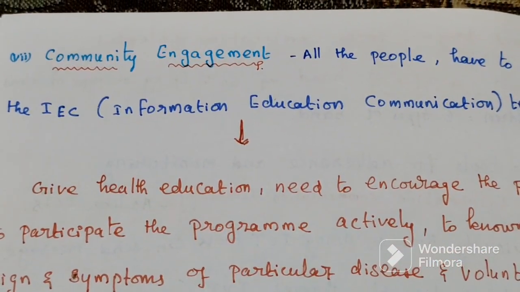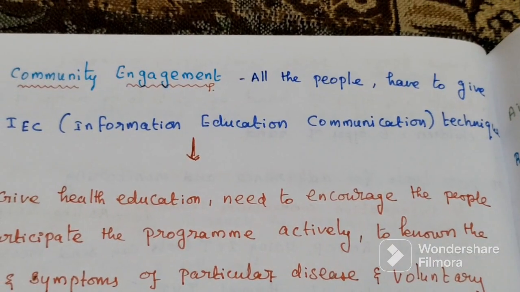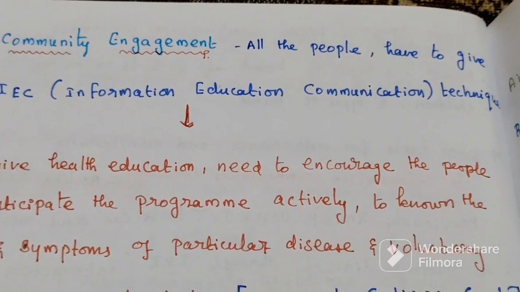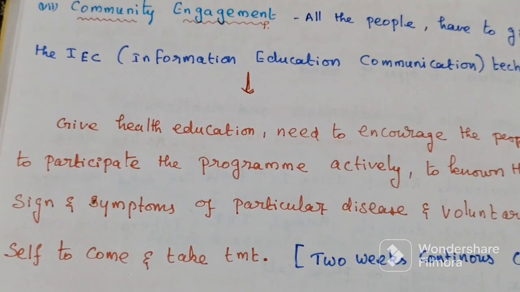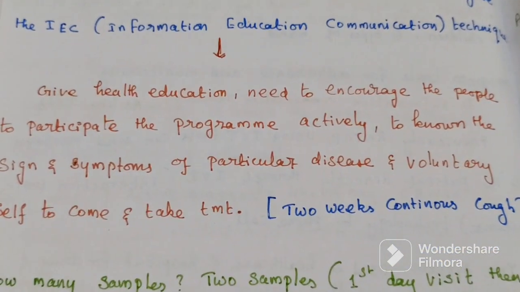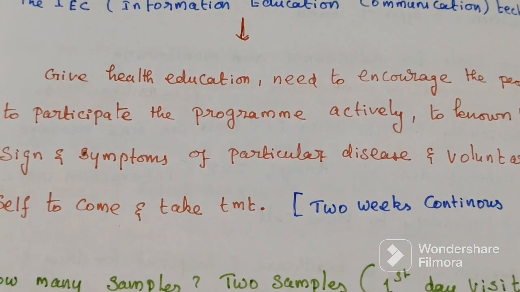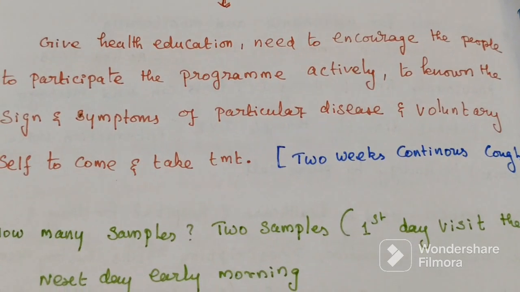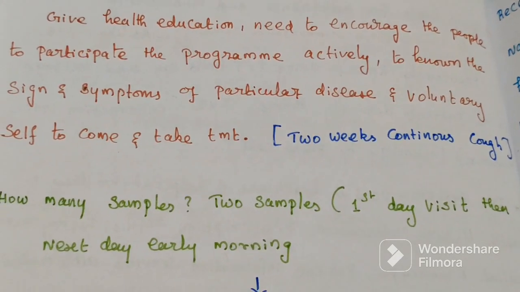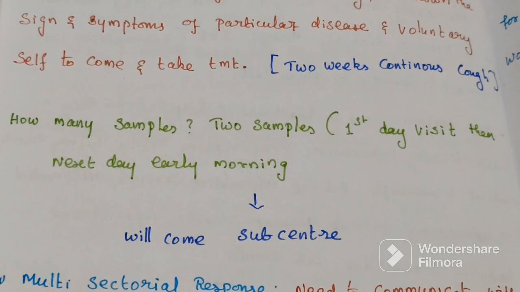The next most important strategy is community engagement. We have to engage the people, the community, all the people. We have to give IEC, Information Education Communication techniques, and health education. We need to encourage people to participate in the program actively, to know the signs and symptoms of the disease, and to voluntarily come for treatment. If any person has a continuous cough for 2 weeks or other symptoms like chills, fever, weight loss, they should have minimum knowledge about the signs and symptoms of tuberculosis.